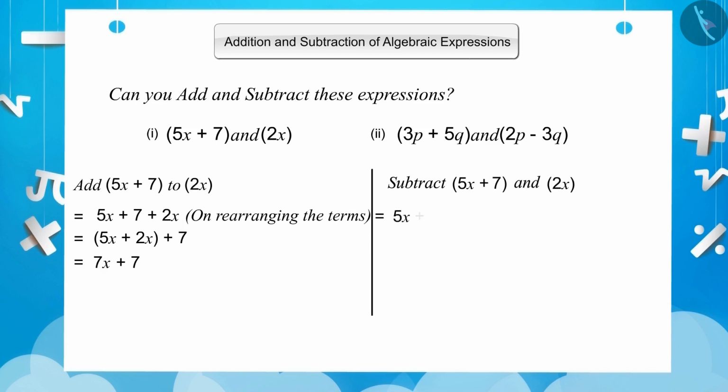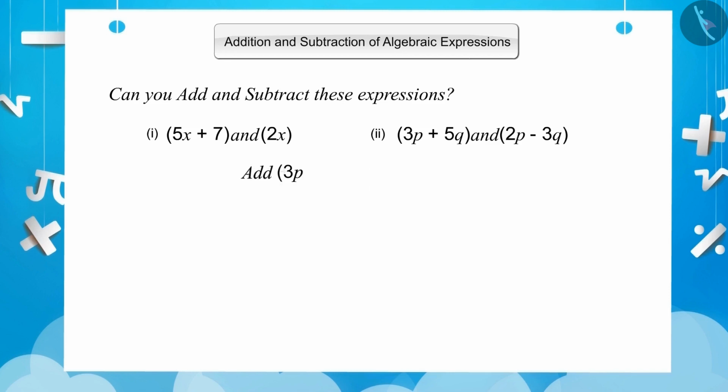5x + 7 - 2x. Here, 5x and 2x are like terms, so we will rearrange these two terms. That is, (5x - 2x) + 7. 7 is the unlike term and hence cannot be subtracted. Therefore, by subtracting the like terms, we will get 3x + 7.